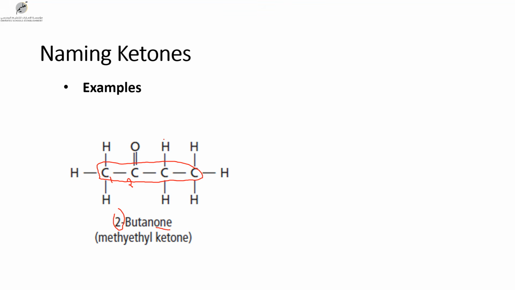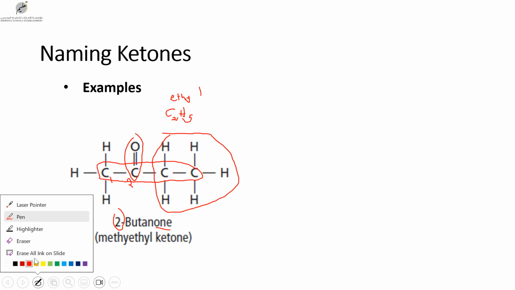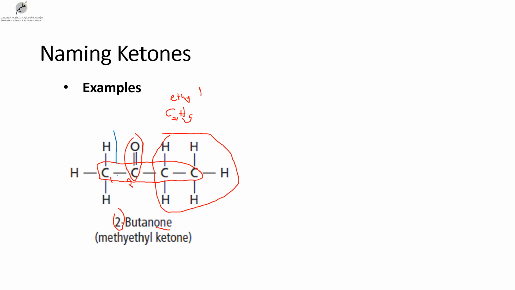How does that work? So look at the carbonyl group here, okay, and look at this part. This is C2H5, right, which is ethyl. And now look at this part here. This is CH3, right? So this is methyl.